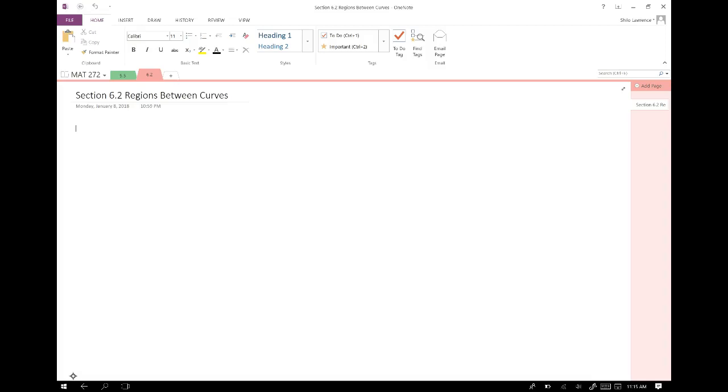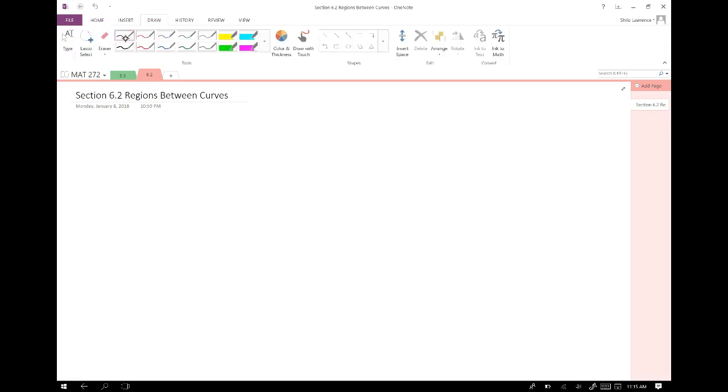In section 6.2, we are going to be learning how to calculate the area of a region between two curves. In Calculus 1, we learned that a definite integral will calculate the area underneath a curve, and that area will always go down to the x-axis if we're integrating with respect to x, or we could also integrate horizontally with respect to y, and our region would go all the way to the y-axis.